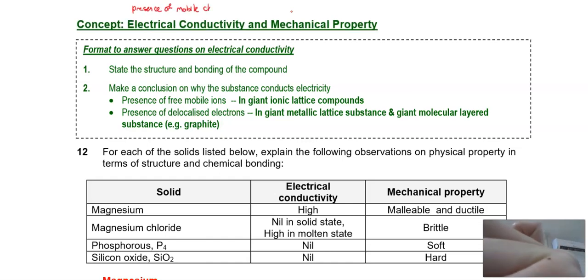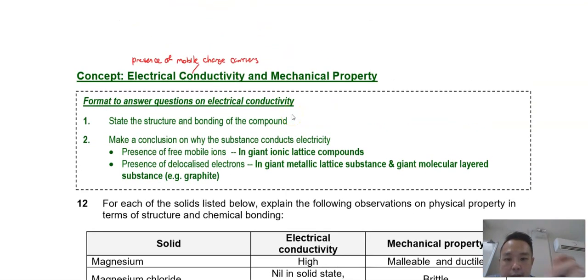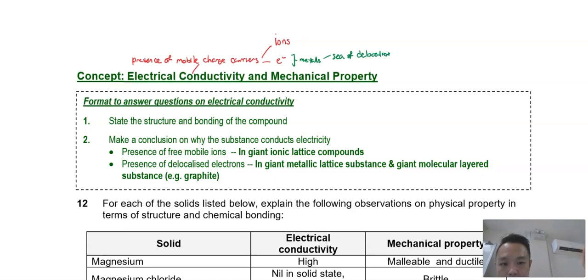mobile charge carriers. Alright, so if we have mobile charge carriers, then it can conduct electricity. So what can serve as mobile charge carriers? Okay, number one, we will look at either ions or electrons. So why can metals conduct electricity? If you remember, your metals can conduct electricity because it has a sea of delocalized electrons. Similarly to your graphite.